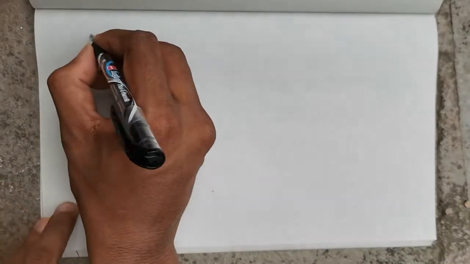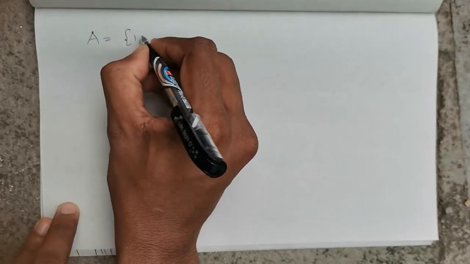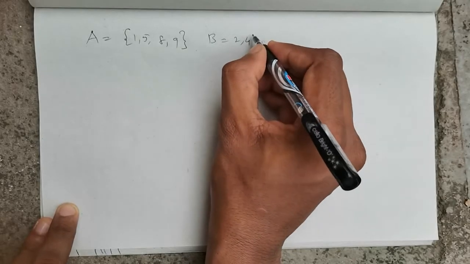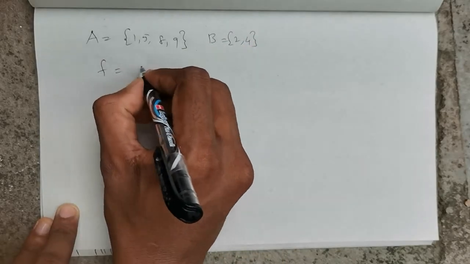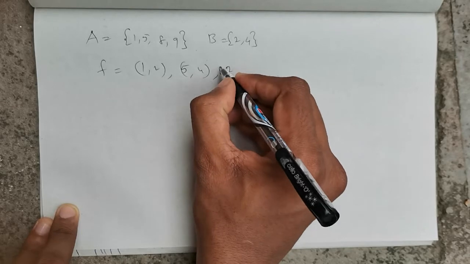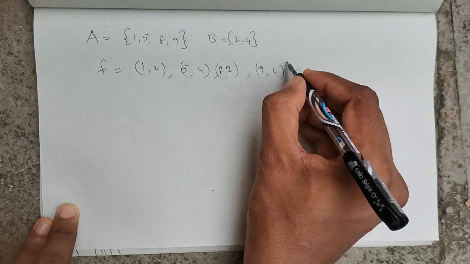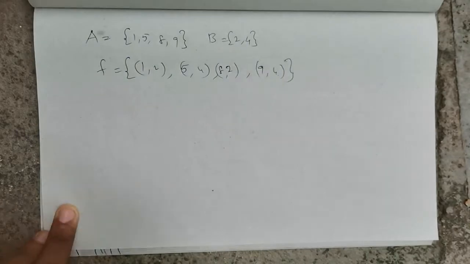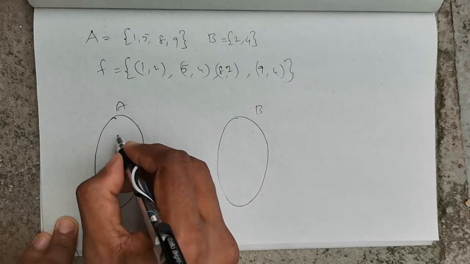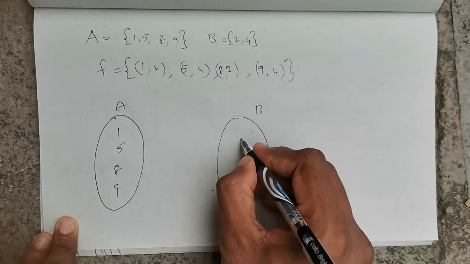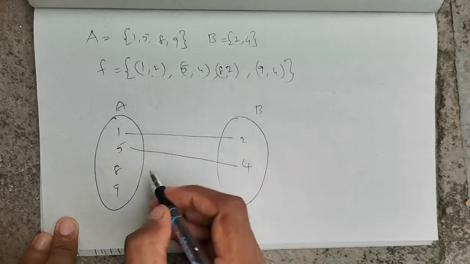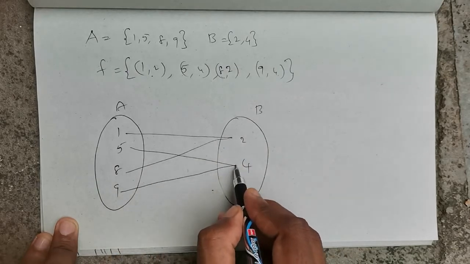Okay, let us take one more question. Set A is equals to 1, 5, 8, 9, and set B is equals to 2, 4, and the function is given as 1, 2, 5, 4, 8, 2 and 9, 4. For easy understanding I am drawing the figure. Set A, set B. In the set A we have 1, 5, 8, 9. In the set B we have 2, 4. 1, 2, 5, 4, 8, 2, 9, 4.